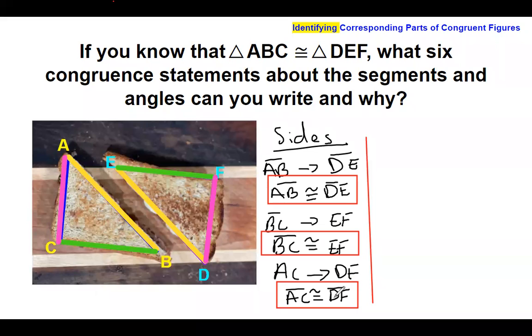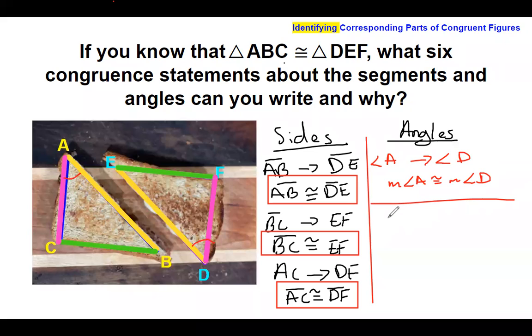Let's do the same now, but for our beautiful angles. So let me write angles now. Let's start with angle A. Angle A is corresponding to what angle on my triangle DEF? It would be D. So let's state that angle A is corresponding to angle D. So therefore, the measurement of angle A is congruent to the measurement of angle D.